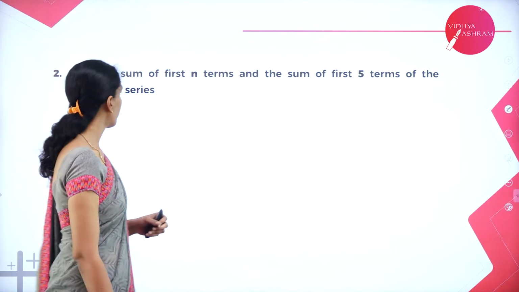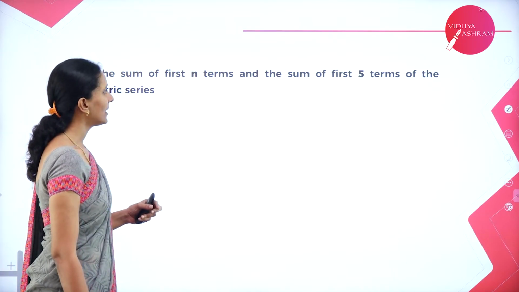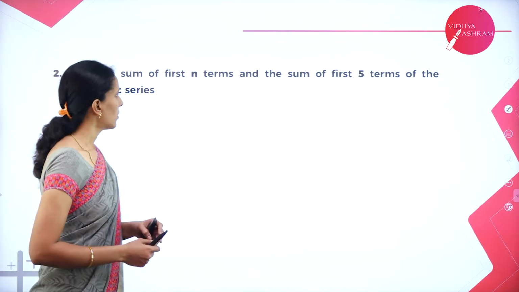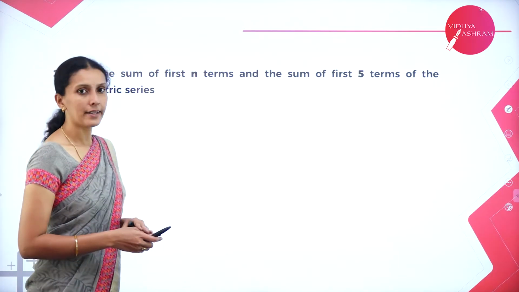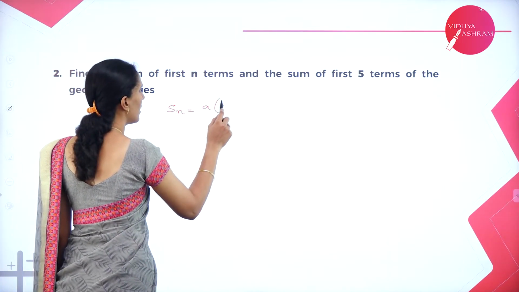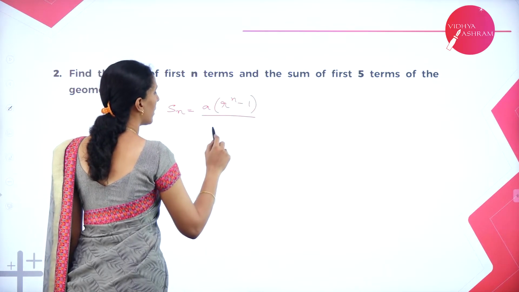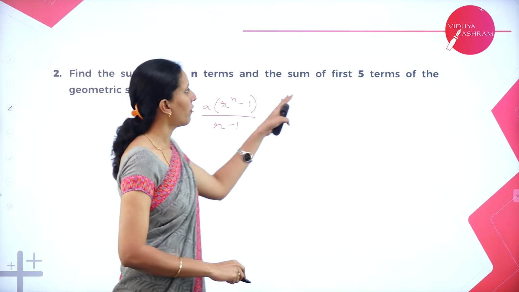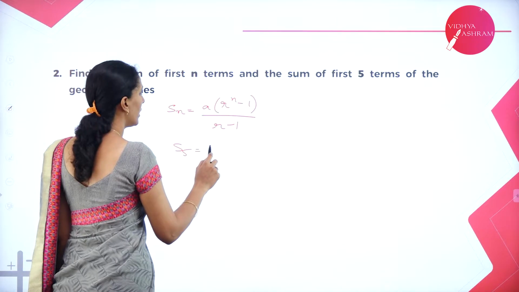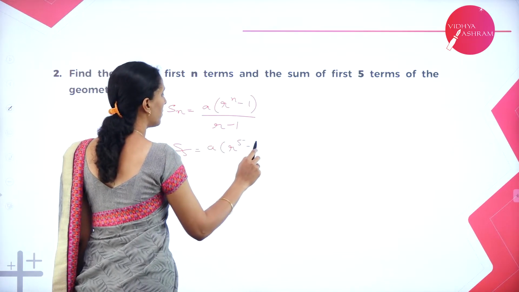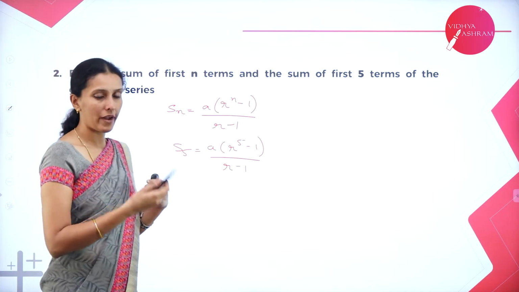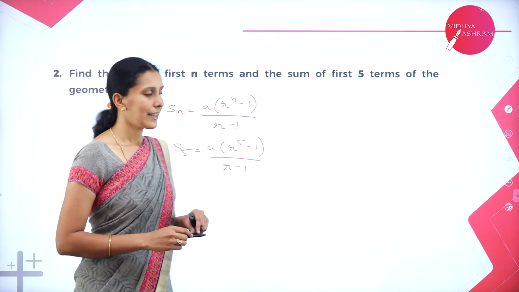131072. Next one, find the sum of first n terms and the sum of first 5 terms of the geometric series. So, how will we express the sum of n terms? The sum of n terms is given by Sn is equal to a into r to the power n minus 1 divided by r minus 1. Suppose the sum of first 5 terms is asked. It is given by S5 is equal to a into r power 5 minus 1 divided by r minus 1. So, like this we are going to find out the sum of 5 terms or 10 terms like that. Let's take an example now.